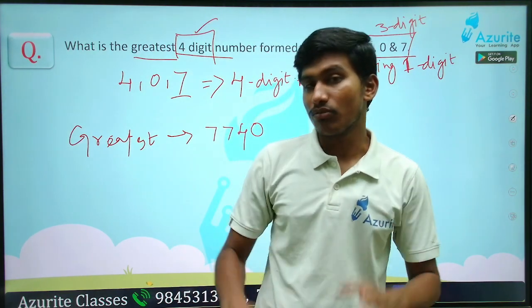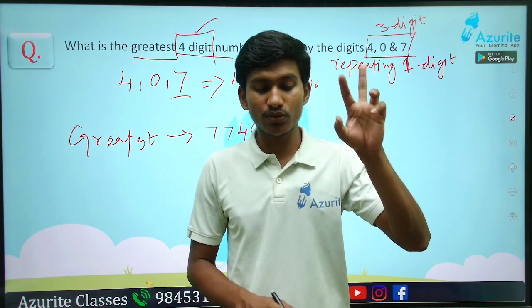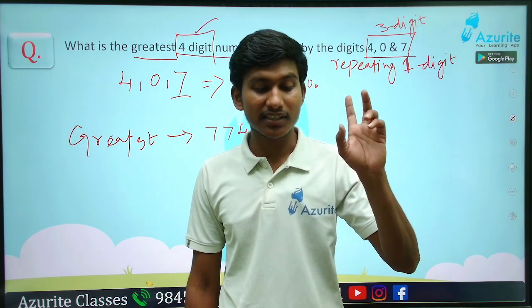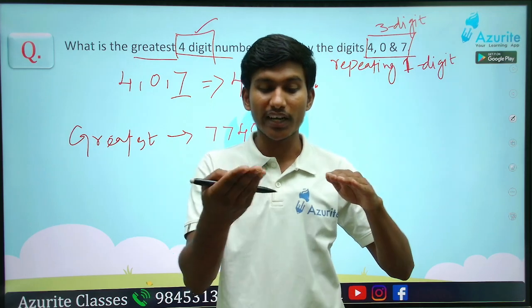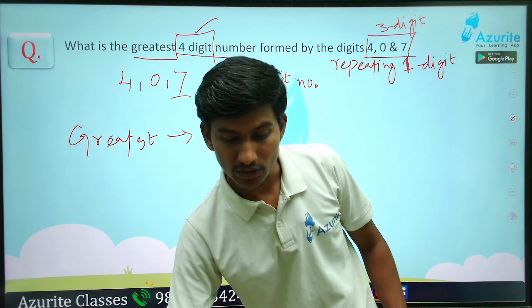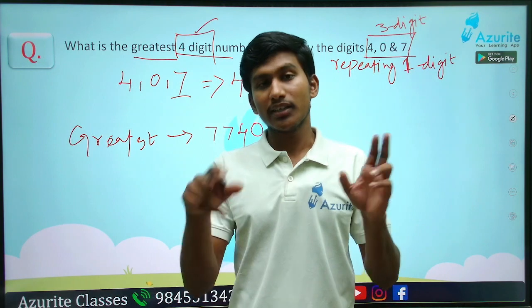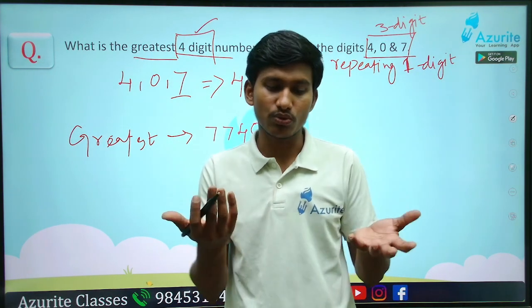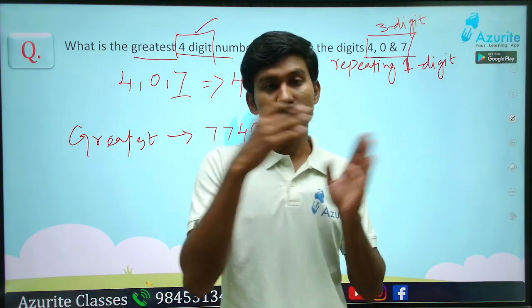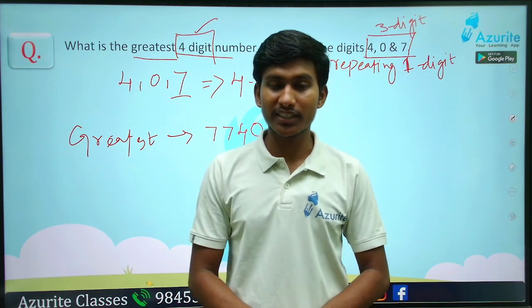Any doubts for anyone? What are the things we studied? First, comparison of negative numbers. After that, predecessor and successor: for successor we add 1, the next number; for predecessor we subtract 1, the previous number. And after that, ascending and descending order, and then formation of numbers, where we create our own numbers. For the greatest number, we write big to small. For the smallest number, small to big.